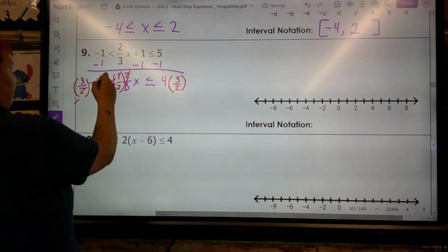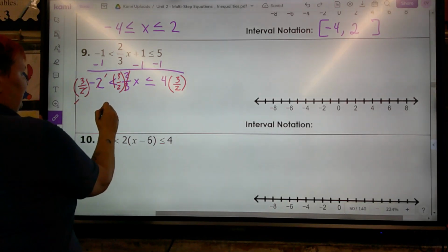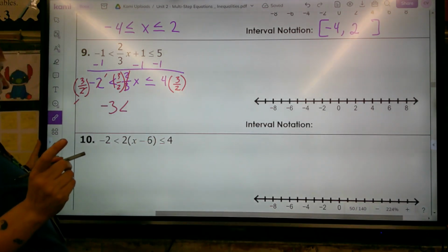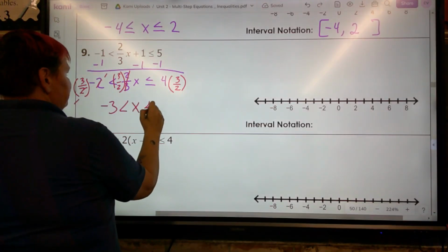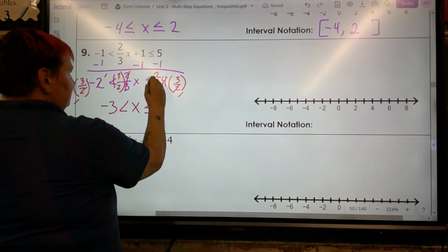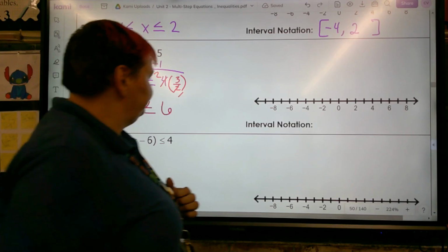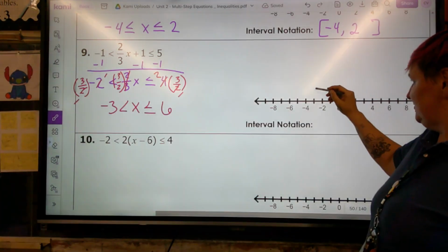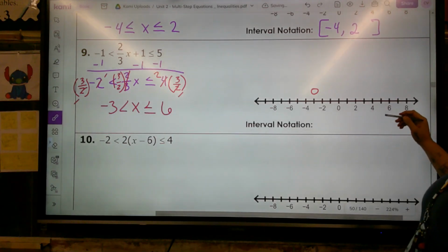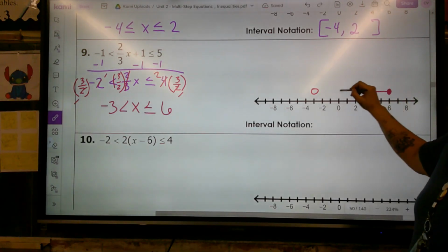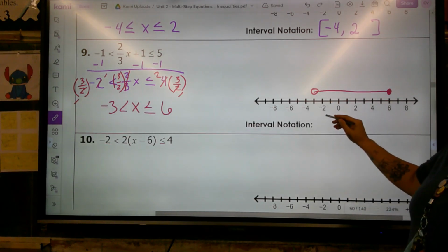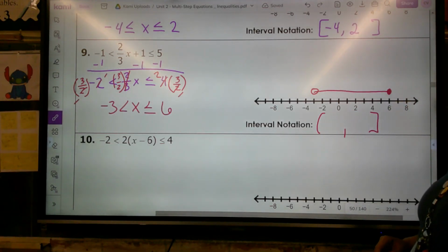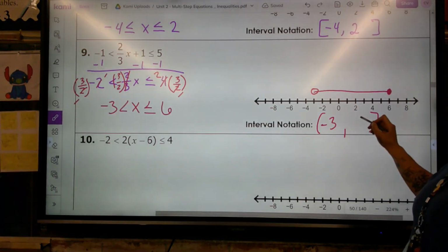So 1, 1. So negative 3 is less than x less than or equal to 1, 2. 2 times 3 is 6. So x is greater than negative 3, open circle. X is less than or equal to 6, closed circle. Because it's an open circle, we're going to do parentheses. Because it's a closed circle, we're going to do a bracket. This was negative 3, and this was 6.